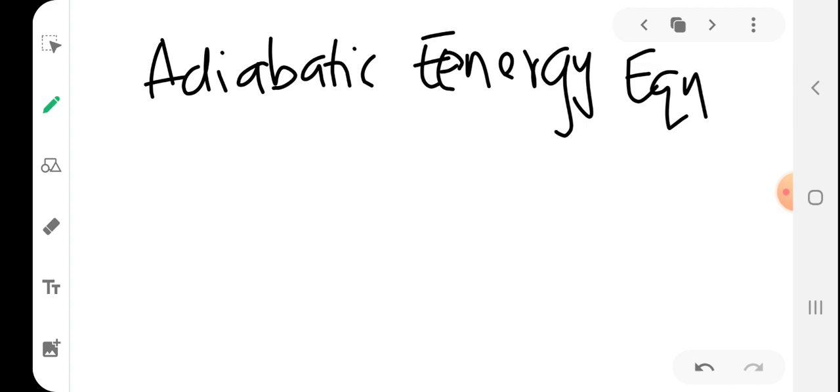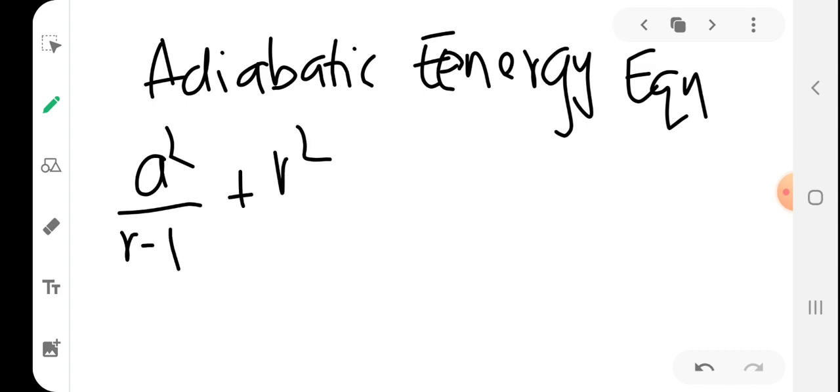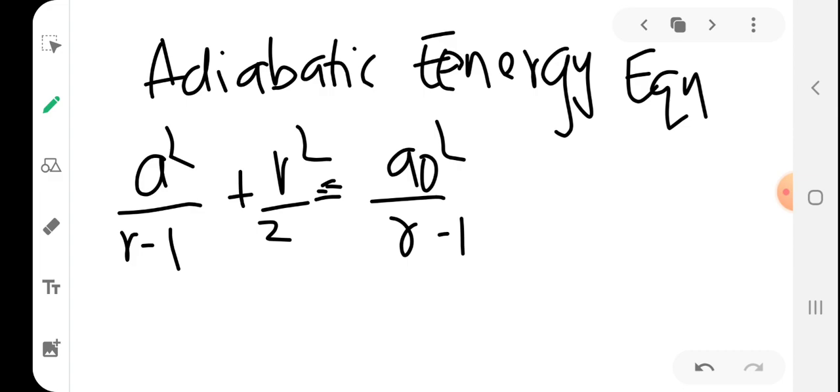Like if our equation was a square by gamma minus 1 plus v square by 2 equal to a0 square by gamma minus 1, or equal to some constant. So a0 square by gamma minus 1 will be a constant value, because a0 is constant. A0 won't change; the stagnation condition corresponding to a particular state is constant. A and V change, but A0 corresponding to A never changes. So a0 square by gamma minus 1 equal to a constant.